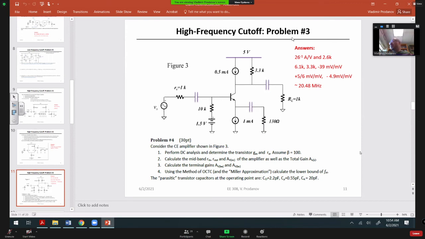So my recommendation is for Friday, attempt this problem. All of you should be able to draw the small signal model of this circuit and populate all the capacitances that are present in this circuit. Also, all of you should be able to calculate the capacitive loading at the input node due to CPI effective and C Miller. This CCI is actually a simple one. It always appears at the collector down to ground. And that's it.